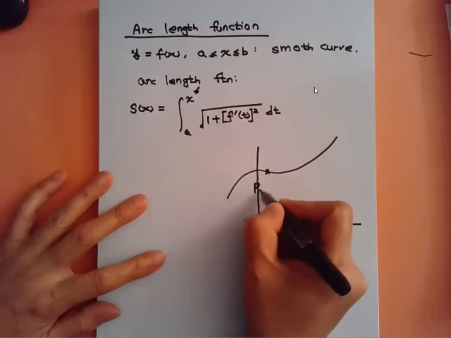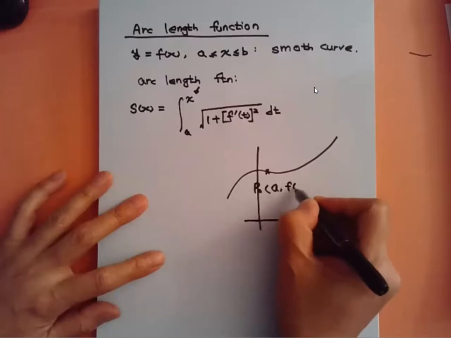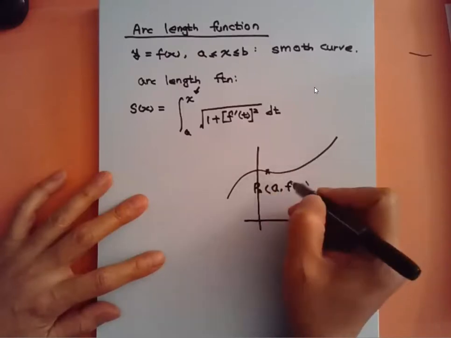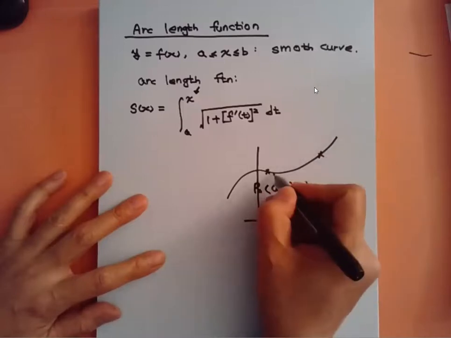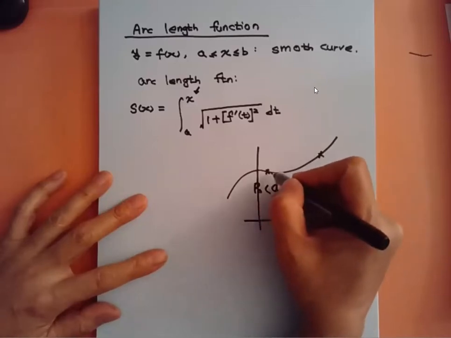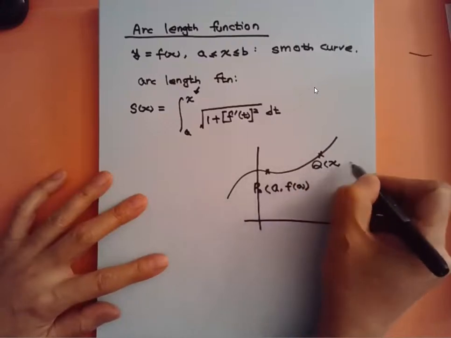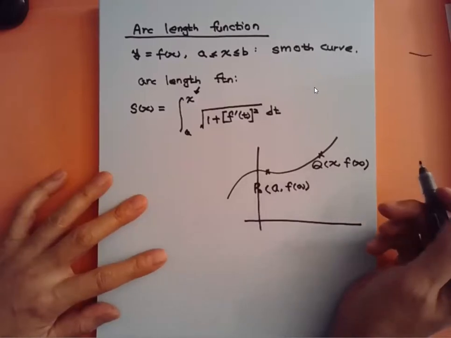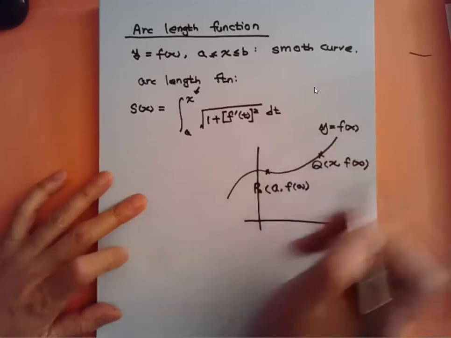The circumstance is like this: this point is fixed, a and f of a, but we just gradually increase the value of x, and we trace the graph this way, and then we think about how the arc length changes. So Q is a non-specific number, whose coordinate is denoted as x and f of x, when the function y is f of x.